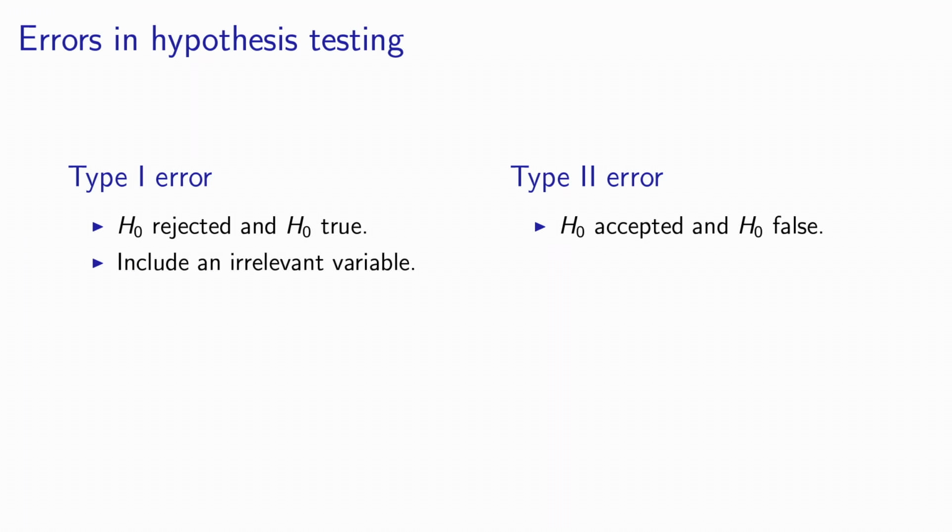What does it mean in the context of specification testing? The type 1 error, when you reject the hypothesis, means that you will include an irrelevant variable. So you will keep in the model a variable which in reality does not explain anything about the behavior. For a type 2 error, because you accept the null hypothesis, it means that you accept the fact that the variable does not play any role, so you remove the variable from the model. But because H0 is false, this variable in reality plays a role and explains the behavior. So the outcome is that you will omit an important variable in the model.